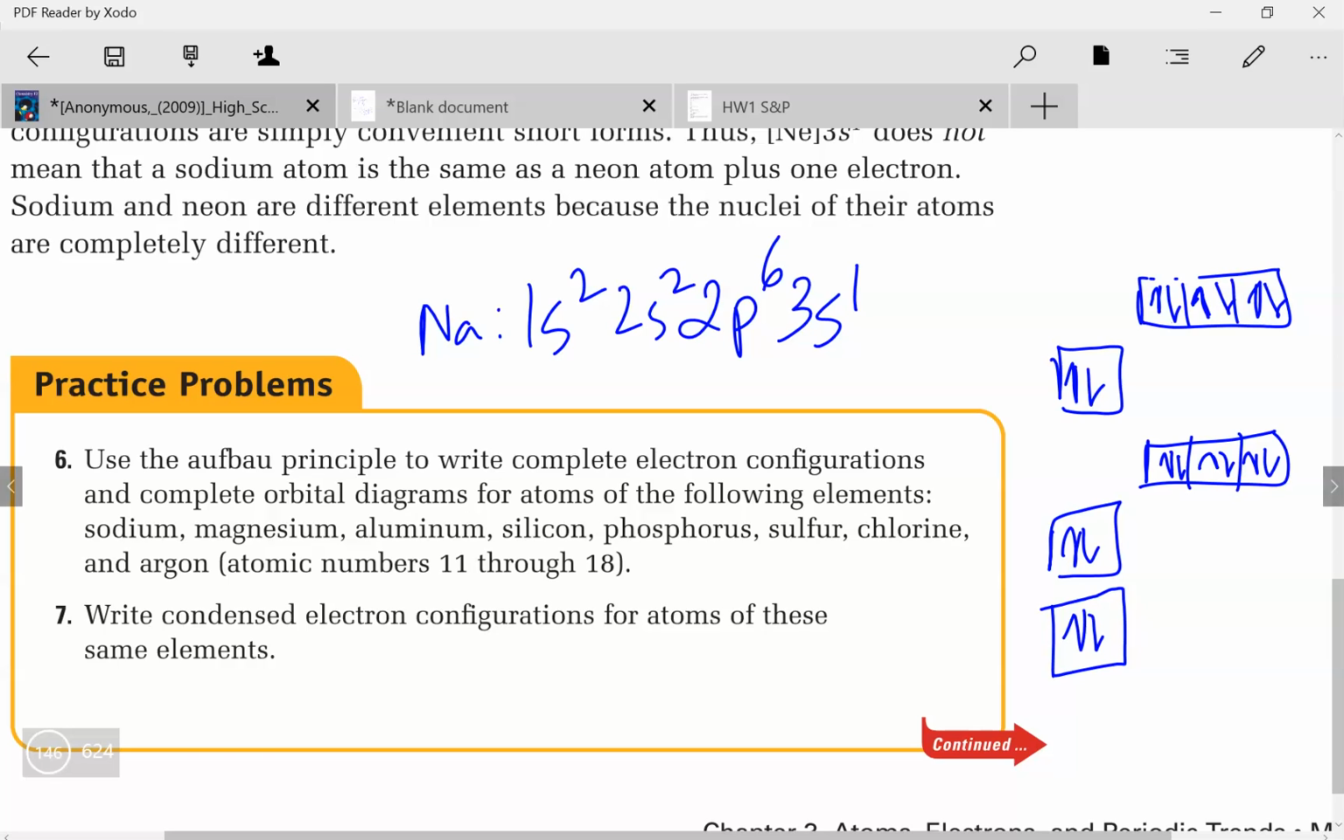could draw all of them. But you get the idea. For each one, you just add one more electron in the proper orientation.